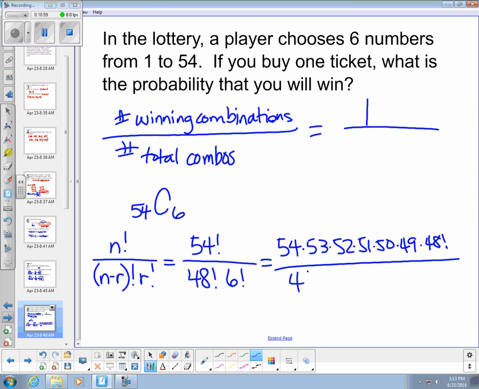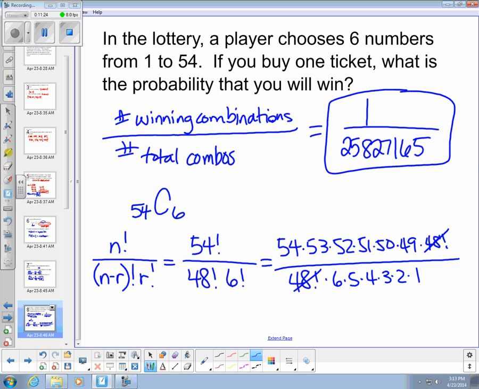Okay, because the 48 will cancel with the 48 factorial on the bottom. And then if I expand the 6, okay, and again, I can cancel and use my calculator to come up with the number. And when I simplify that down, I come out with 25,827,165 combinations. So your chances of winning would be 1 out of over 25 million combinations. That's not very good odds.